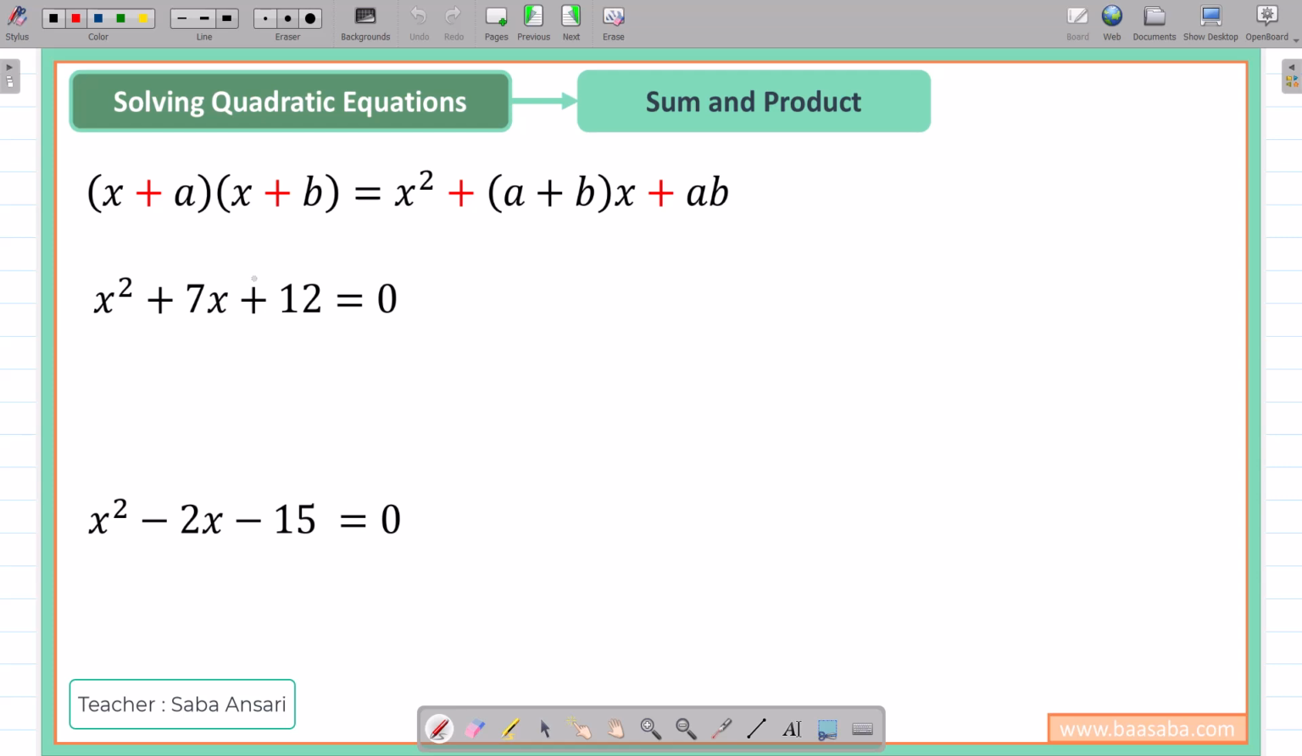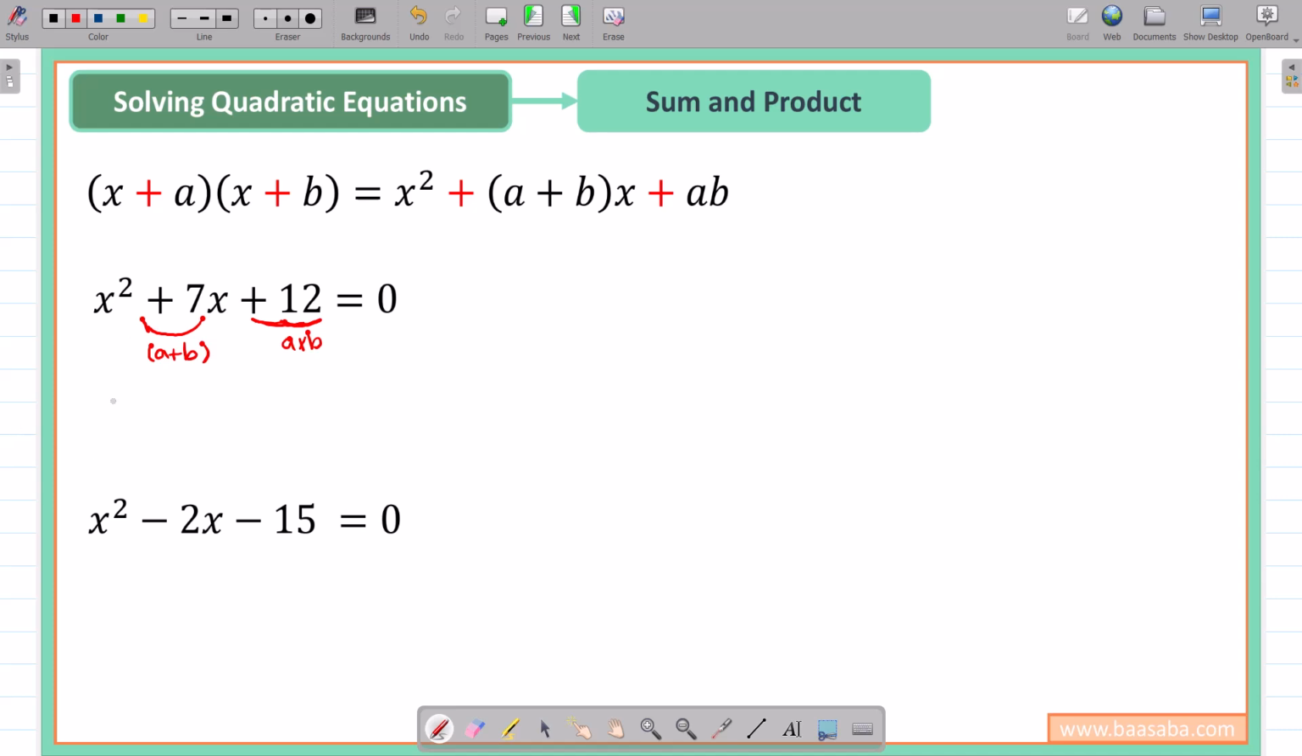Take a look at the first example. We said that the constant term is the product of a and b, and the coefficient of x is the sum of a and b. Do not forget to consider the sign of the terms. So let's dig in a little. What are two numbers that the product of them makes 12 and the sum of them makes 7?